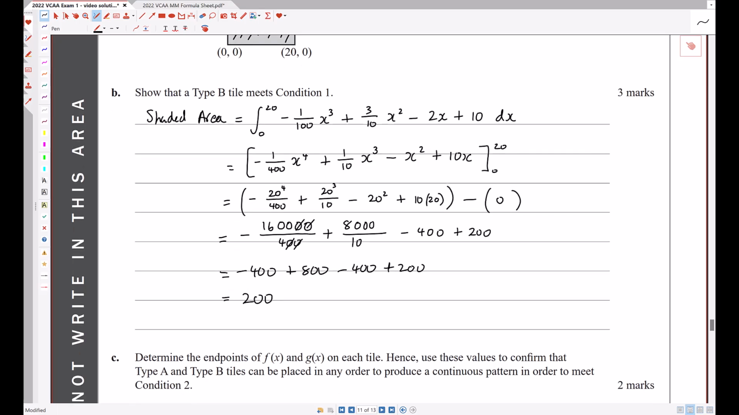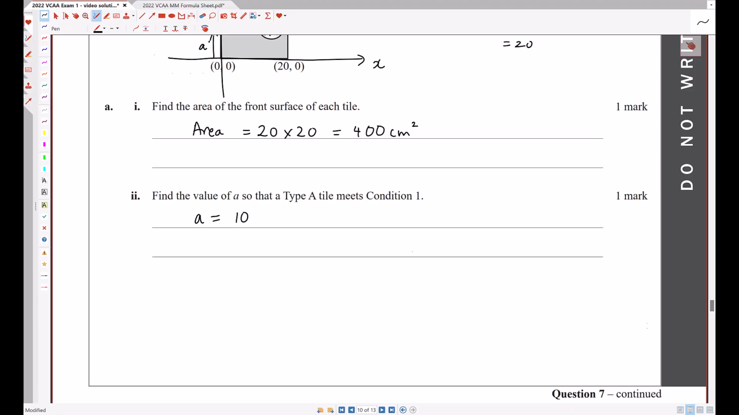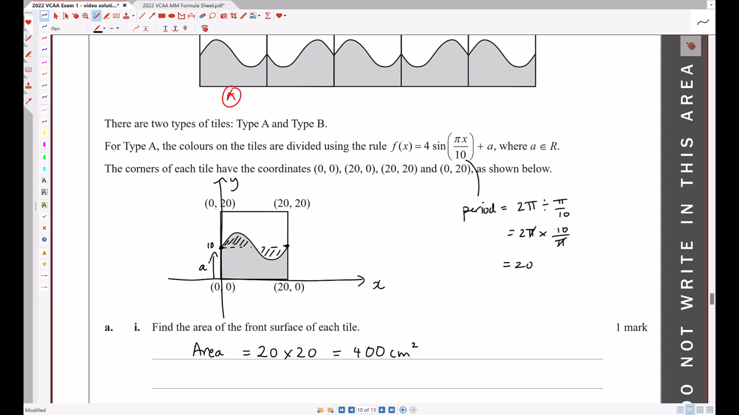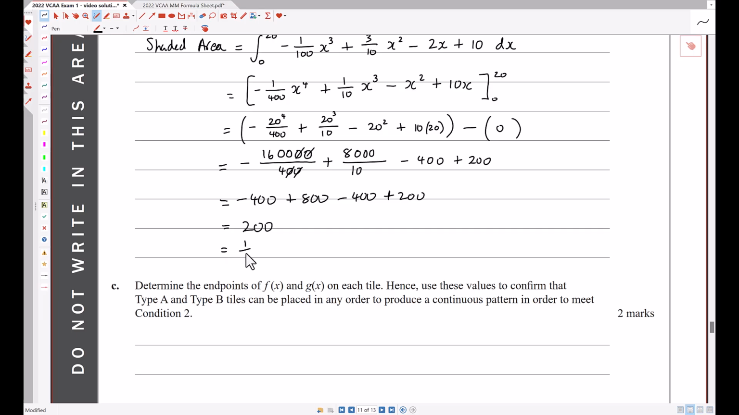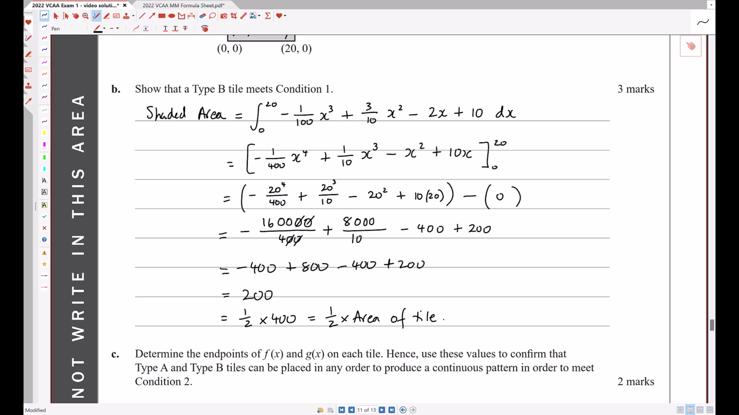Now, this was a really interesting question, and they made a really good point about it in the examiner's report. What we're being asked to do is not calculate the shaded area. We're being asked to show that a type B tile meets condition 1, which means we need to show that the shaded area is half of the total area of the tile. So you need to bring that together to have fully answered this question. So 200 is half times 400, which is half times the area of the tile. Or maybe at the beginning you said that the area of the tile is 400 centimeters squared, and so therefore the shaded area needs to be 200 centimeters squared, and then calculated the shaded area.